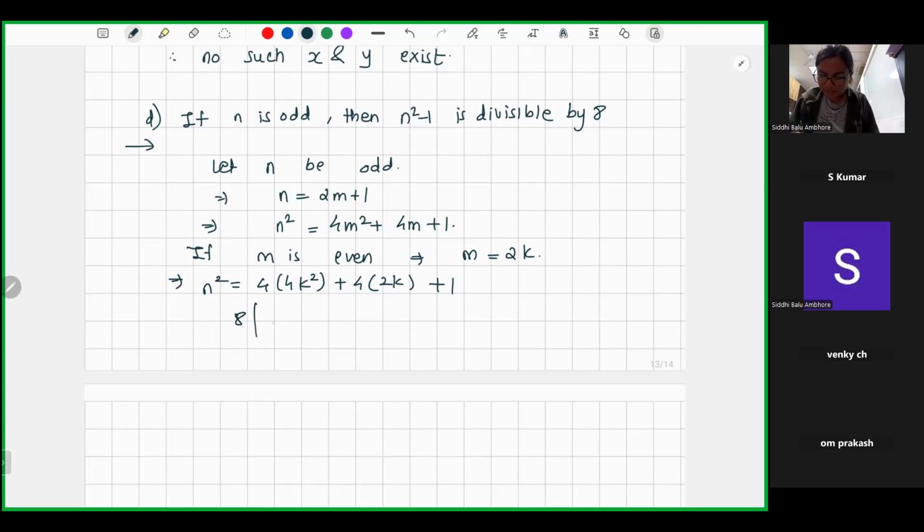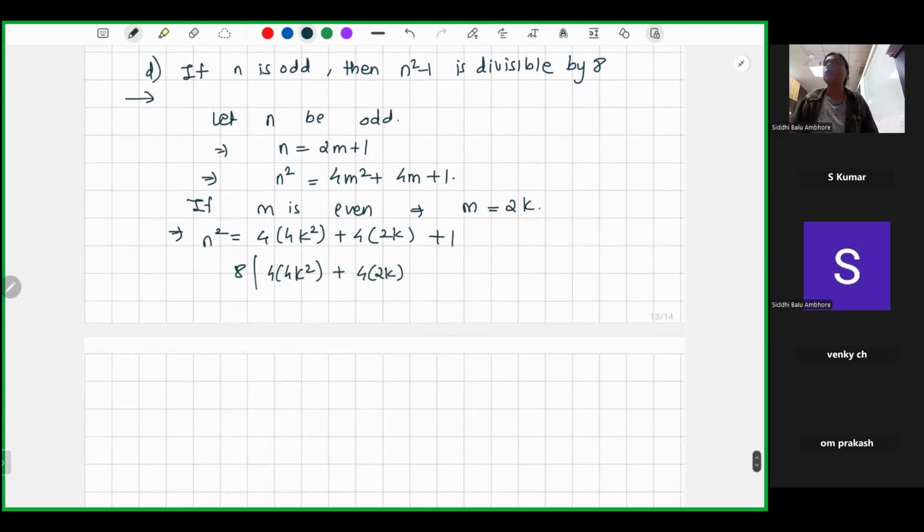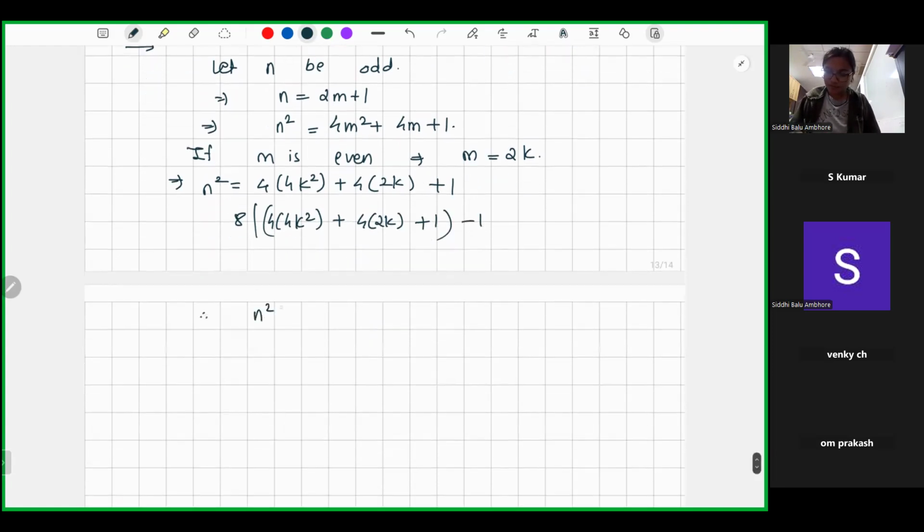So 8 will divide this 4k square plus 2k. Okay, so that's why it will divide n square minus 1. Therefore, 8 divides n square minus 1 for n of the form 2m plus 1, where m is even.